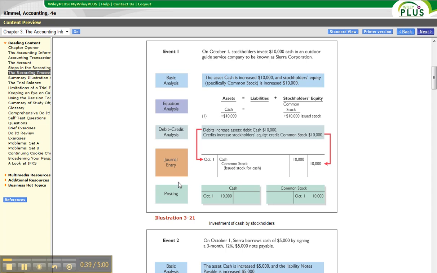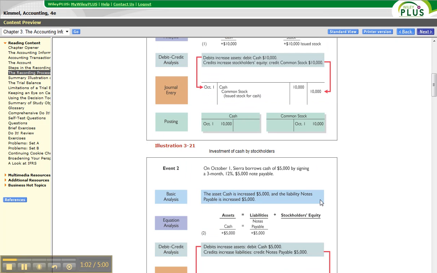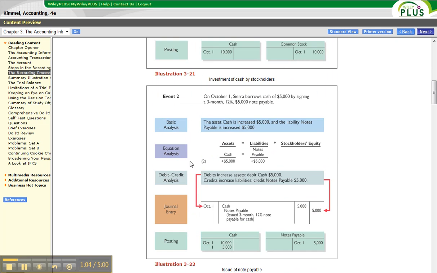And posting this journal entry would look like this, with $10,000 going into the debit side of the cash account because it's increasing the cash balance, and $10,000 going into the credit side of the common stock account because it's increasing common stock. Remember, common stock goes up with credits, so you credit it to increase it. The rest of this section goes through all those events and goes right through the logic, getting you down through the journal entry and into the posting of this.